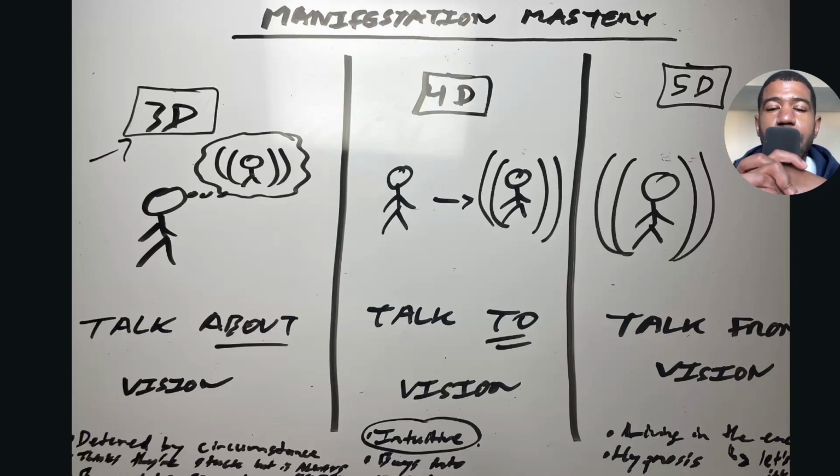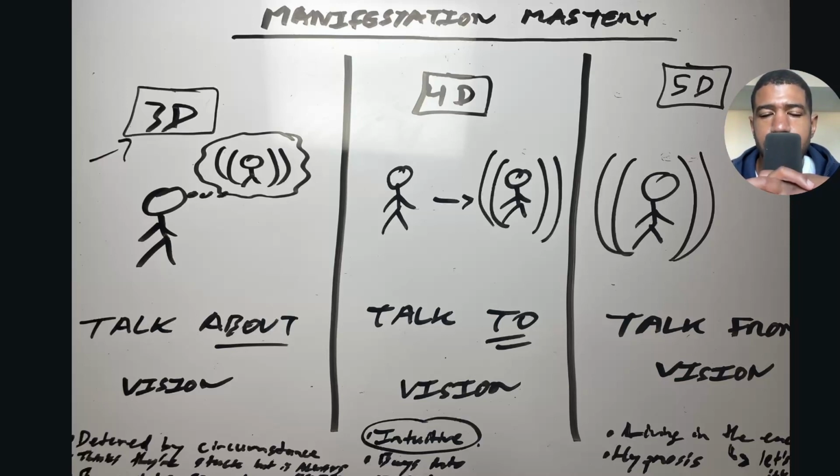All of these are great ways to take what's in your head and put it into your reality. You become what you focus on. You become what you talk about. You become what you think about. So keep talking about your vision. That's okay. That's totally fine. Many people have manifested many millions of dollars manifesting in the 3D.